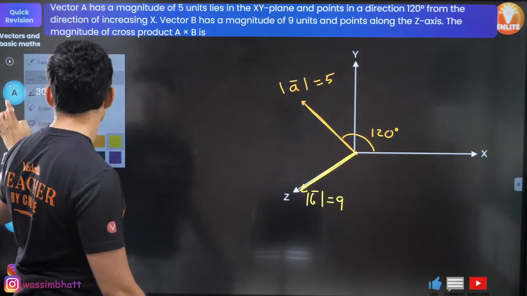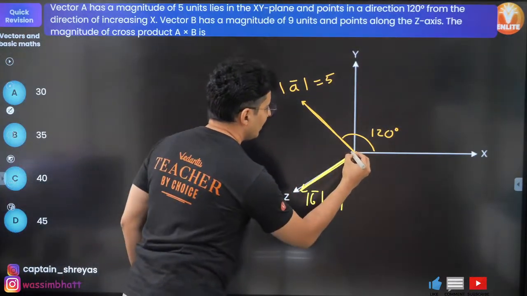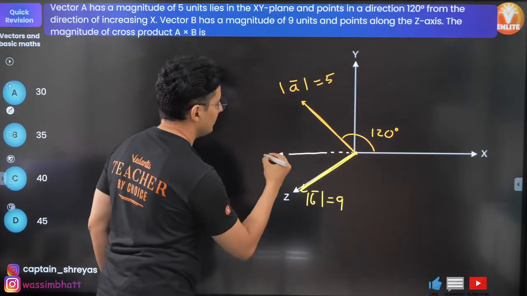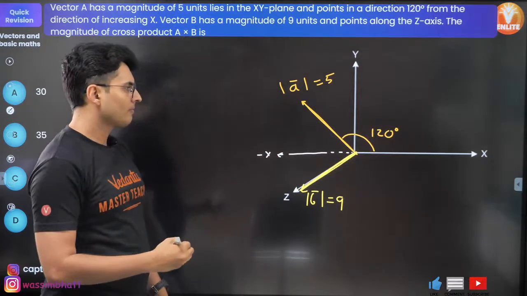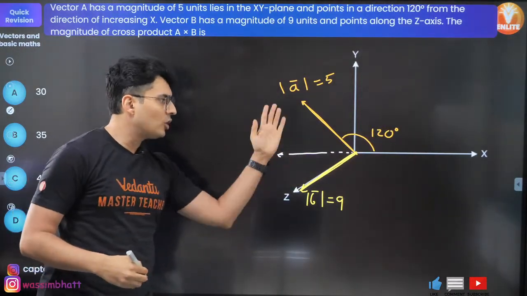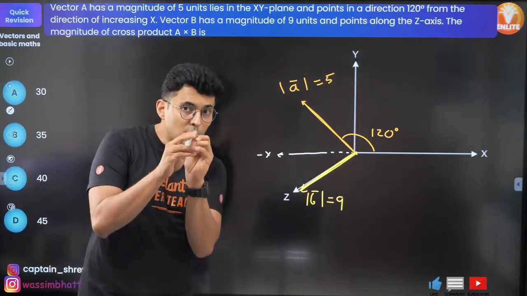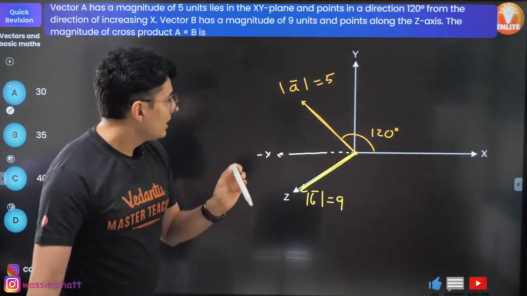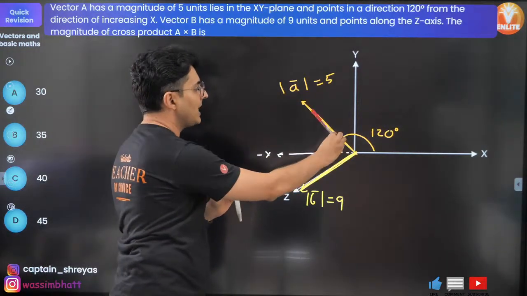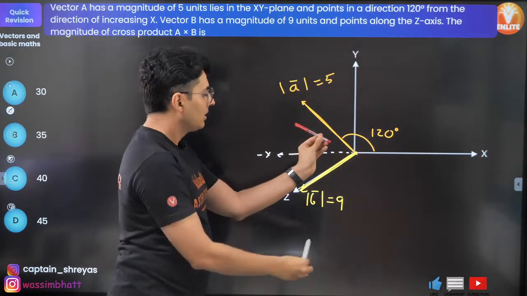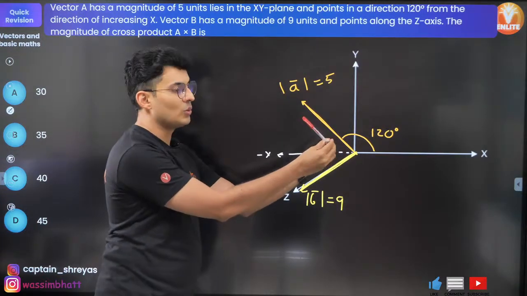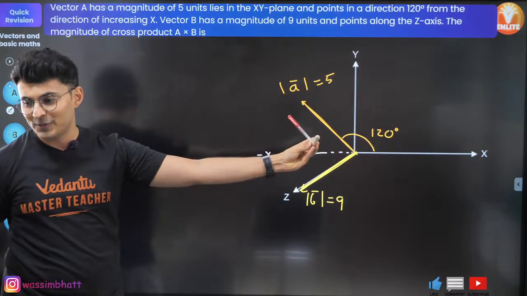For that, I want you to think about the minus x-axis. This is the minus x-axis. This vector, the B vector, is not in the board's plane. It's coming out of the plane. So if I talk about the A vector, it's in the plane of the board, it's here. This vector is towards you.